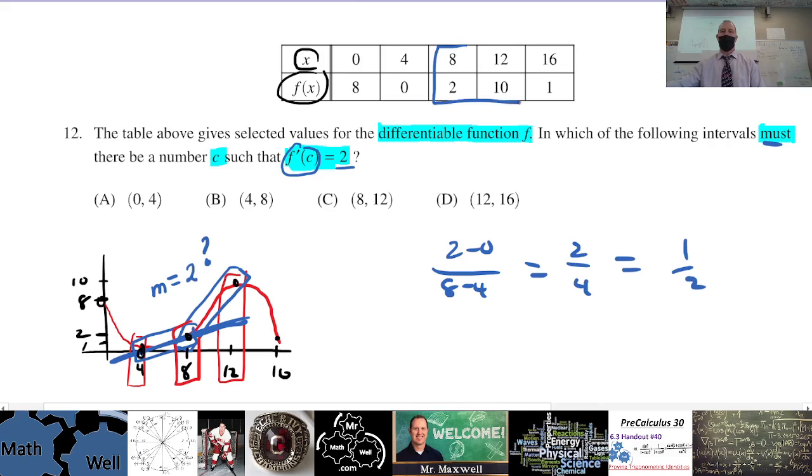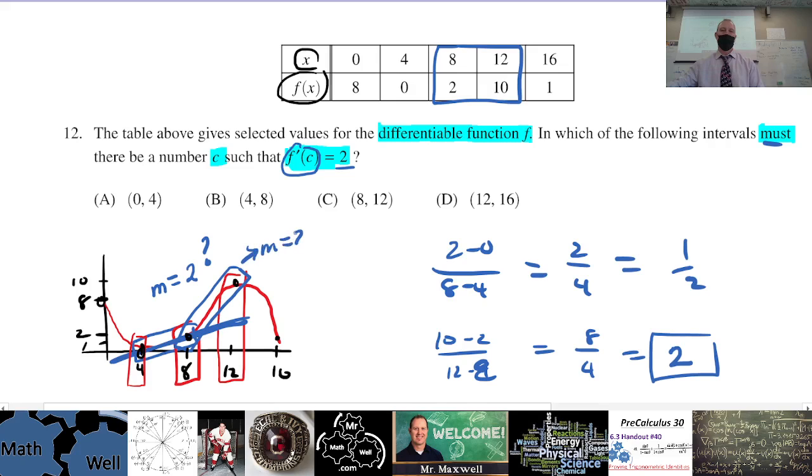The slope between 8 and 12 now is 10 minus 2 over 12 minus 8. 8 over 4, which is 2. Okay. So between these 2 points right here, this slope is 2. That means that there must be a point between 8 and 12 that also has a derivative equal to the same slope. So C is your correct answer. Okay, so if you guessed C, or if you thought, oh, C is the most likely, that's fine. You get it all correct. It's done. In the short answer, you would have to explain why, and there would be marks for your work. But in the multiple choice, that's good.